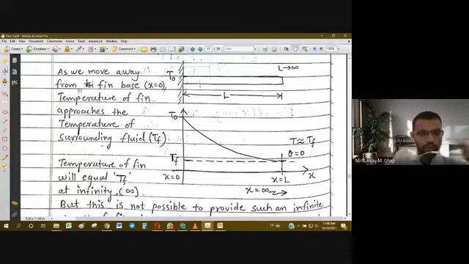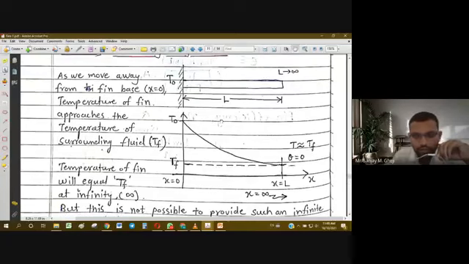I will read out whatever the conditions are given here. As we move away from the fin base, that is x equal to 0, the temperature of the fin approaches the temperature of the surrounding fluid Tf. This fin is surrounded by a fluid at a uniform temperature Tf, which is maintained constant and is lower than the base temperature T0. That is why heat transfer takes place from the base at T0 to the fin, and from the fin to the surrounding fluid by convection around the periphery of the fin.